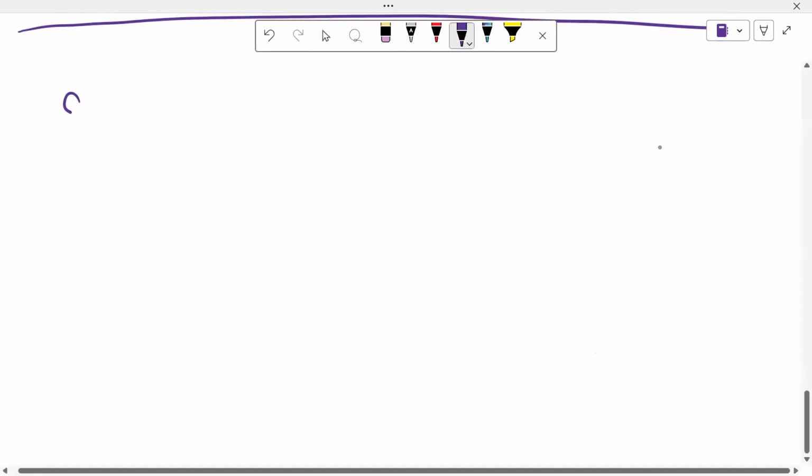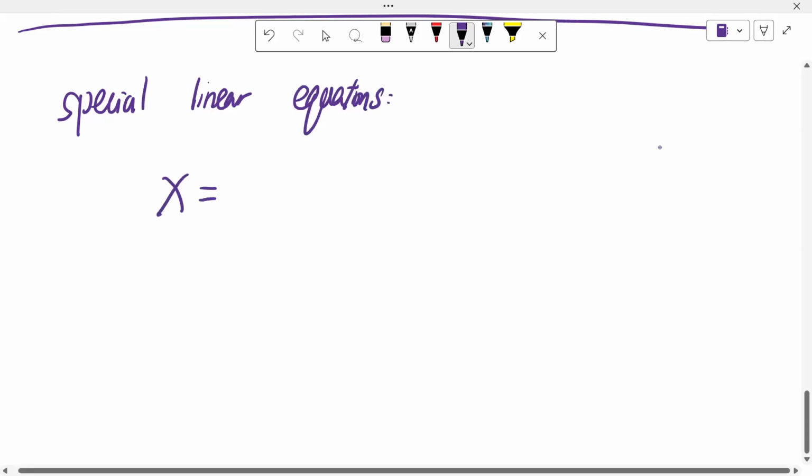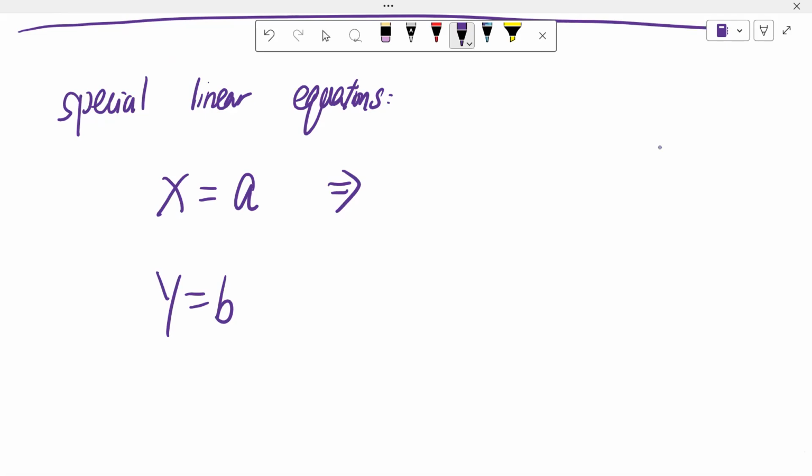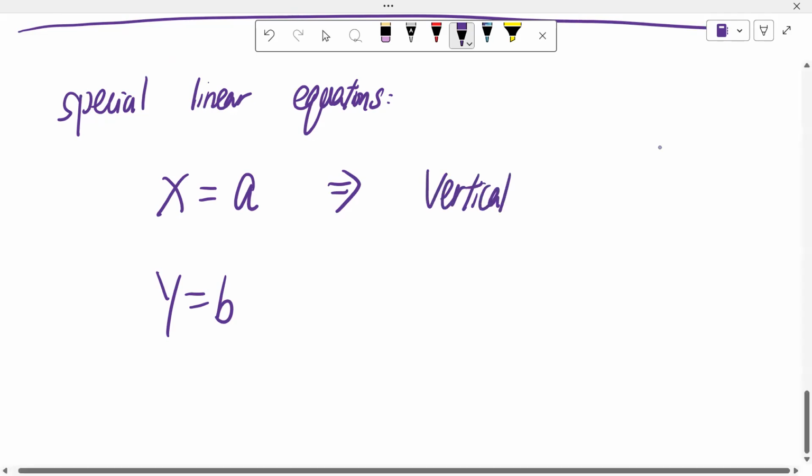We also have some special linear equations, something like x equals a and y equals b. This x equals a is what we call a vertical line, and then y equals b is called a horizontal line. Those are the special linear equations.